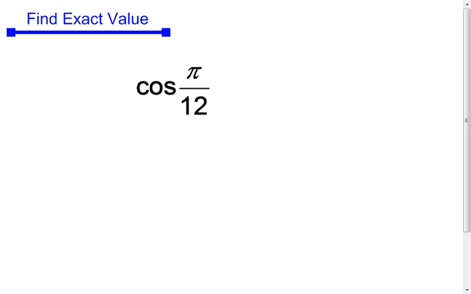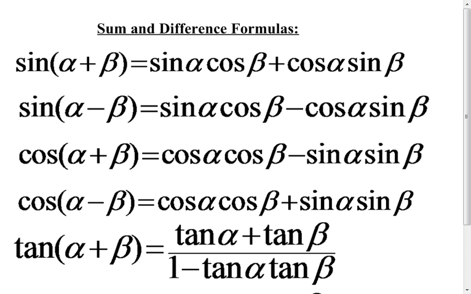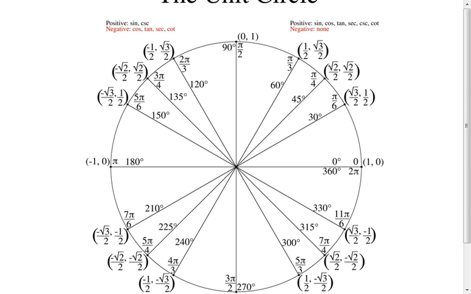So that seems kind of easy. It seems like, oh, well, you'll just go to your unit circle and go to pi over 12. Only the problem is I don't have pi over 12. Okay, so you need to have a strategy to deal with this.